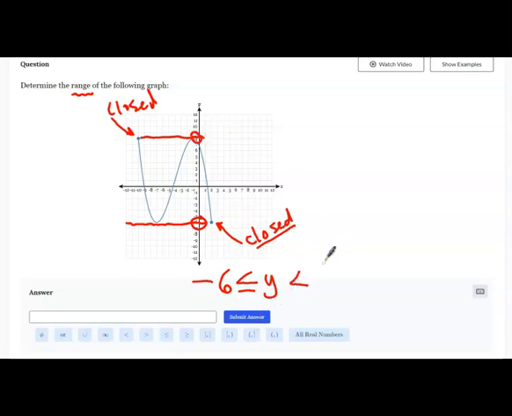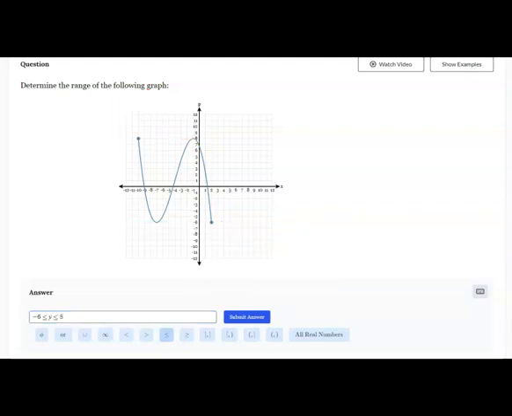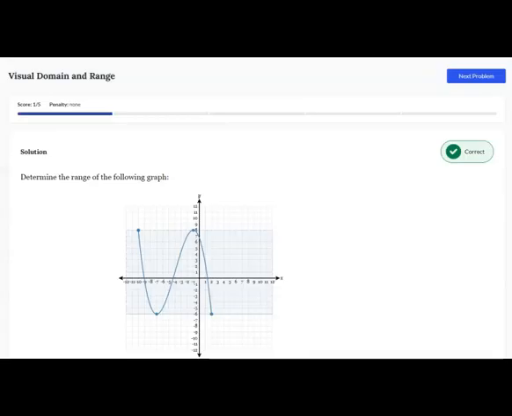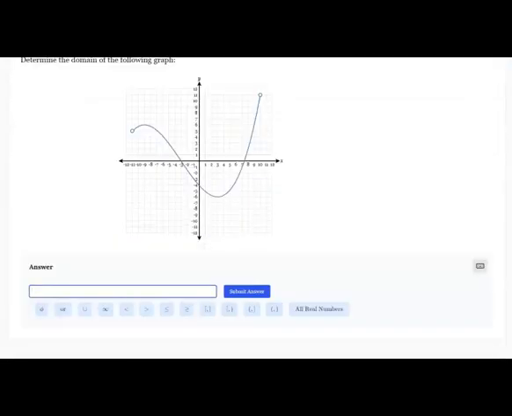The highest point on the graph looks like it is 8, and again that point is closed, so we need a less than or equal to sign. Type your response in and submit your answer. Let's try one more time.